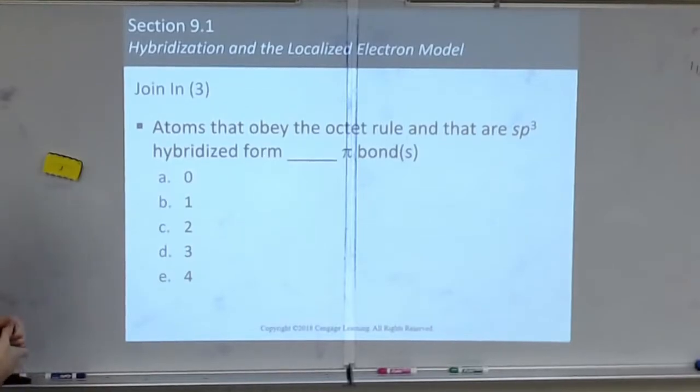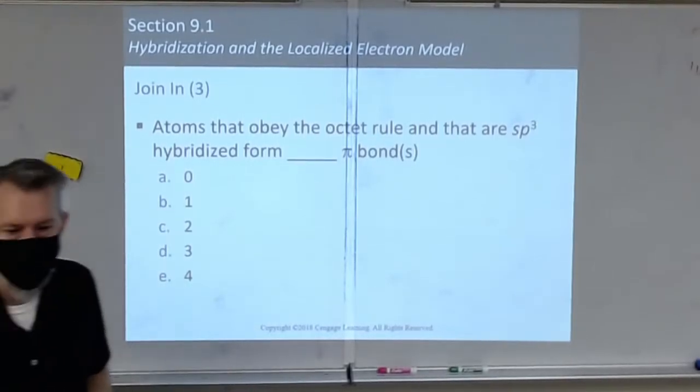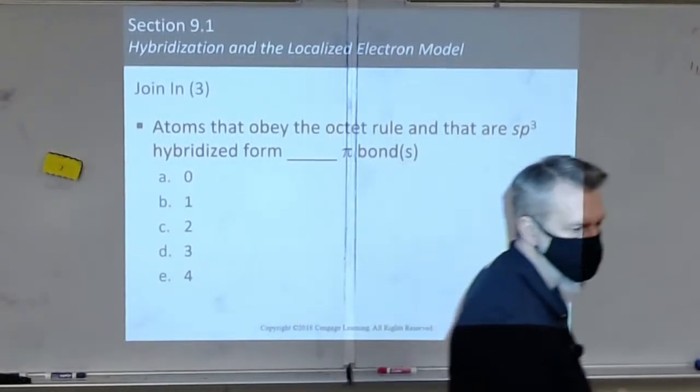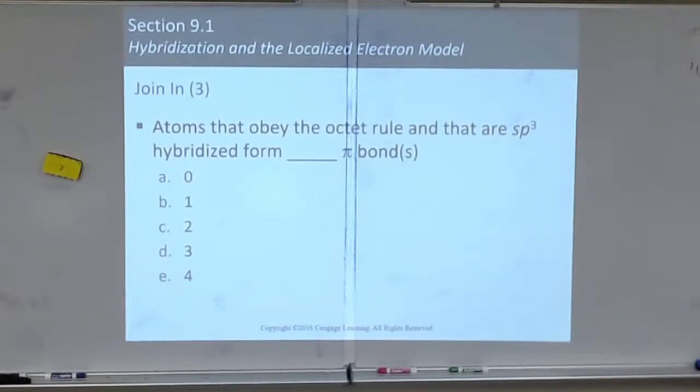Atoms that obey the octet rule and that are sp3 hybridized form how many pi bonds? I still don't understand that. So it has to obey the octet rule, and it has to be sp3 hybridized. And if that's the case, how many pi bonds do we get?